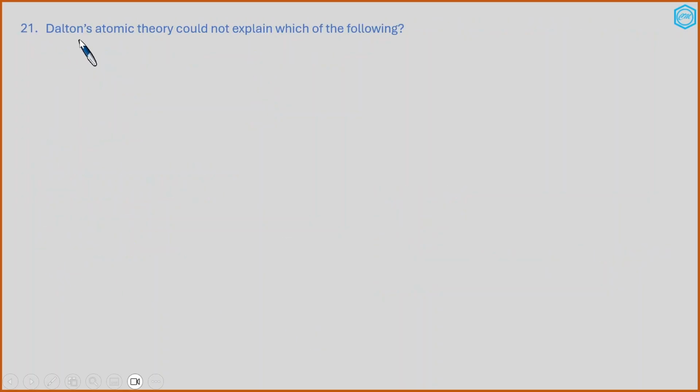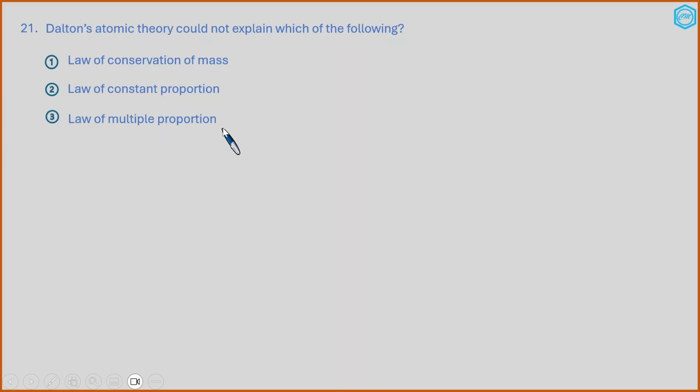Question 21. Dalton's atomic theory could not explain which of the following? Law of conservation of mass, law of constant proportion, law of multiple proportion, and law of gaseous volumes. Dalton's theory could not explain the law of gaseous volumes. Dalton did not consider the existence of molecules.